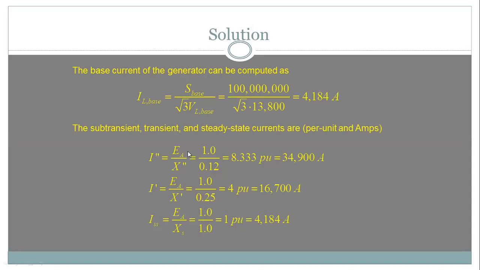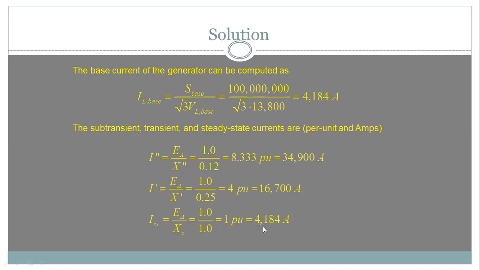The equation is voltage divided by subtransient reactance whenever we calculate the subtransient current. Here the generator is operated at the rated voltage, and the voltage rating is 13.8 kilovolts. So the per unit voltage is 13.8 divided by 13.8 kilovolts, that means 1 per unit. So here voltage is 1 per unit, and this is the subtransient reactance, so we can find the subtransient current. For transient reactance, we find the transient current, and for steady state reactance, we find the steady state current.